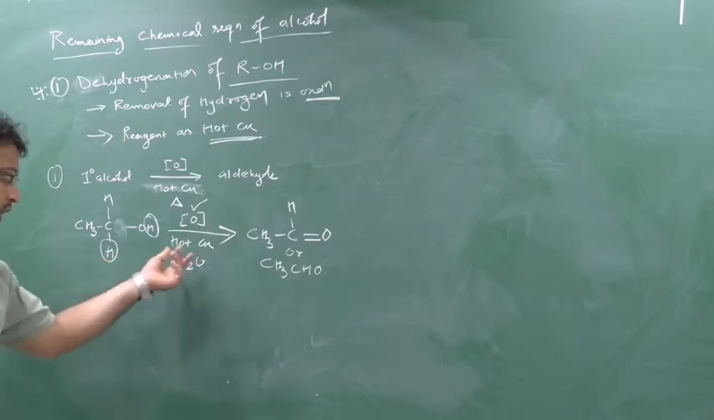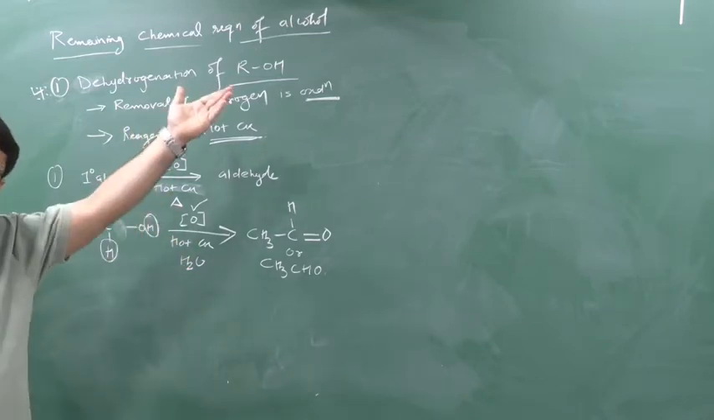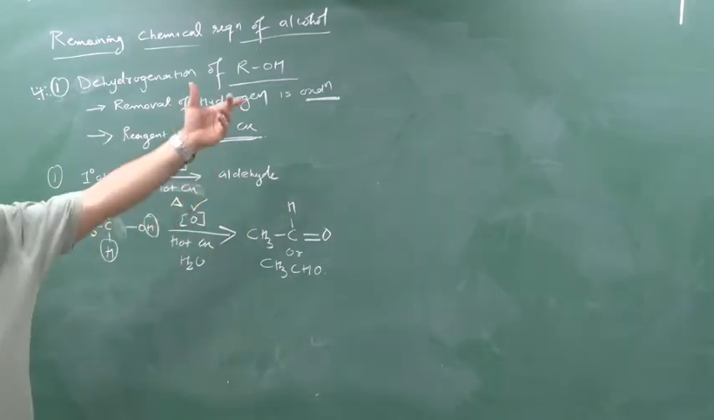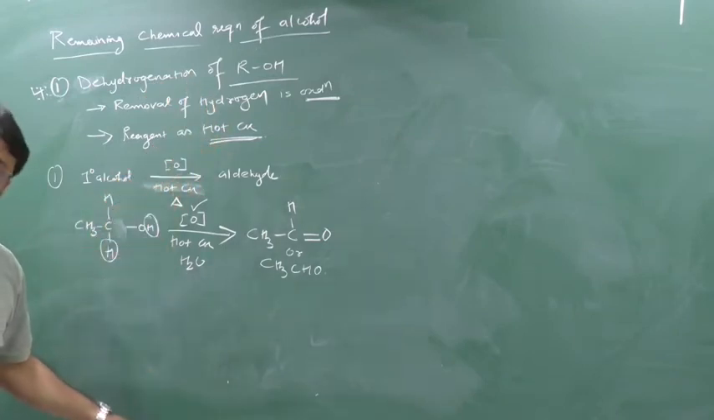Clear? Hot copper. There we are using PCC. So the answer remains the same for PCC and hot copper for 1 degree and 2 degree. But for 3 degree the PCC reaction does not occur, but here it will occur. What will occur? We will see. That's why it's important.